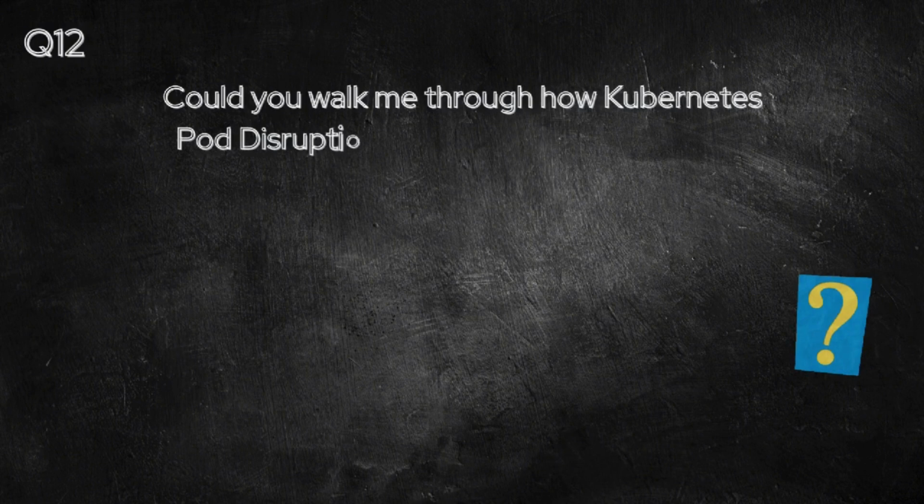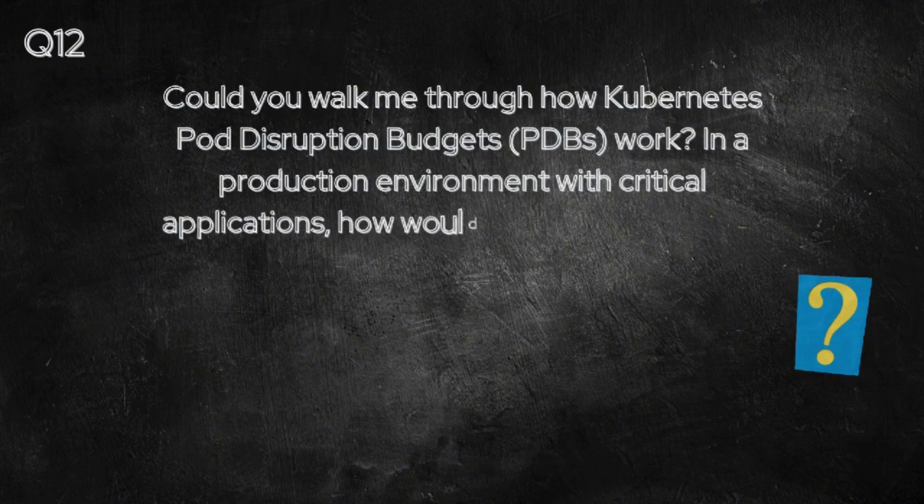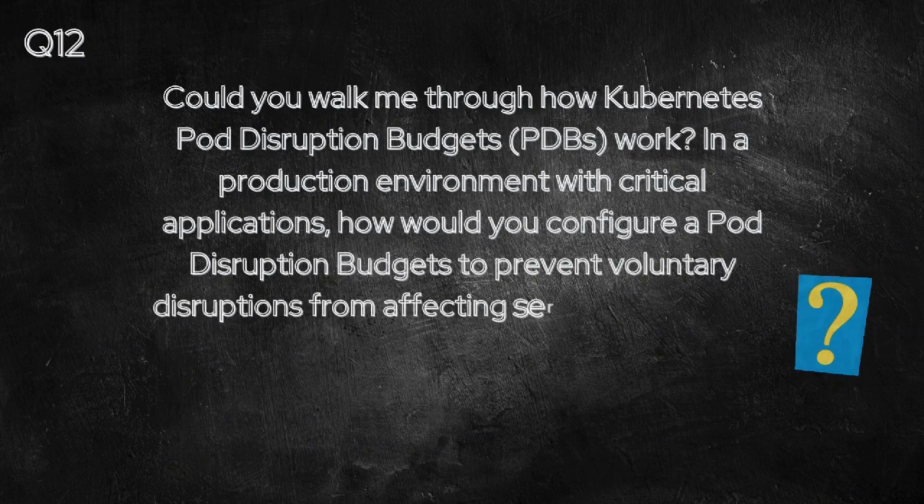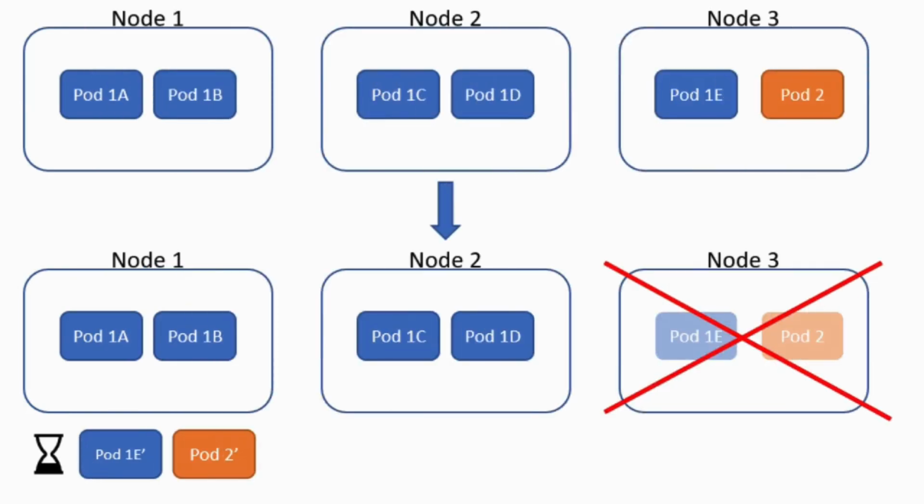Question number 12. Could you walk me through how Kubernetes pod disruption budget works? And in a production environment with critical applications, how would you configure pod disruption budgets to prevent voluntary disruptions from affecting service availability? Kubernetes pod disruption budgets are a crucial tool for ensuring service availability during voluntary disruptions, like when a pod is being drained for maintenance or when pods are being updated, for example.